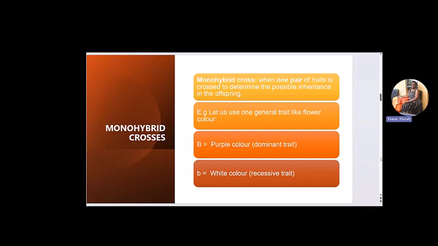So in the experiments that Gregor Mendel performed, he used one pair of a trait to determine the possible inheritance in the offspring. So the word mono simply means he used one characteristic. It could be the height, it could be the color. So let's use an example of a general trait like flower color.